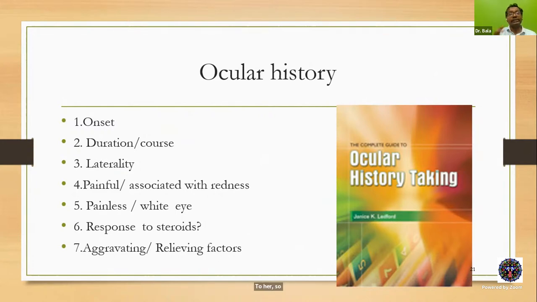Is it painful, is there defective vision, is there an associated pain, an associated redness, or is there no pain at all? Are we dealing with a Fuchs entity where uveitis happens in a white eye? If the patient has already taken steroids, how was the response to treatment? Was the symptom subsiding, or initially subsiding and coming back again? What are the aggravating factors? What are the relieving factors? All these seven elements you can insert in any of the patient's complaints and do a detailed history taking, which will help us to proceed in a meticulous, methodological way.